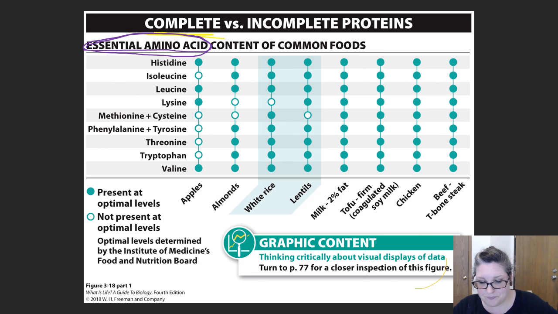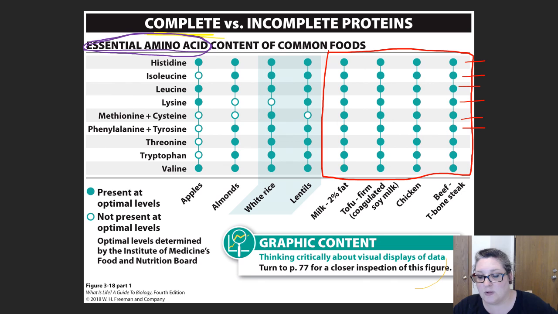For example, complete proteins include ones from milk, tofu, soy milk, which is tofu and soy milk, that's both soy, chicken, and beef. So all of these are complete. Notice that these are filled in, which means they have all of these essential amino acids that we can't make. We have to eat them. Now, notice that apples and almonds, for example, they are missing a few of the essentials here.